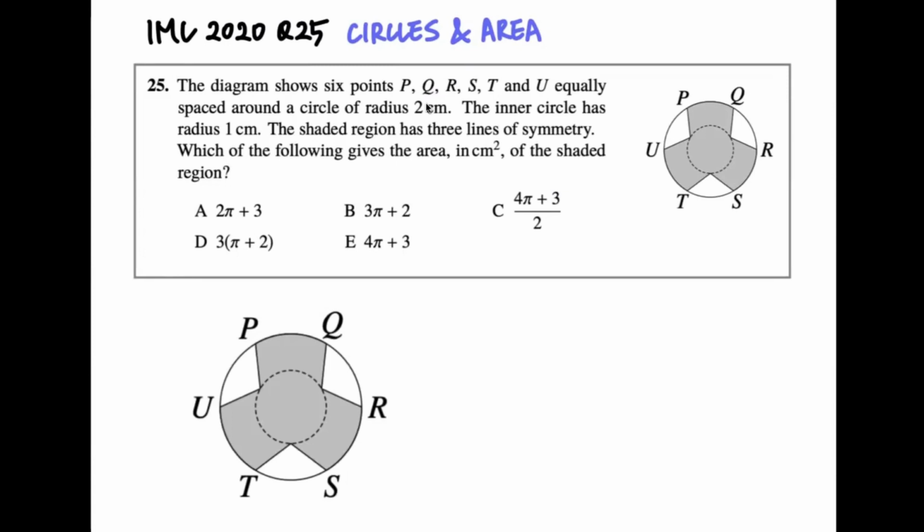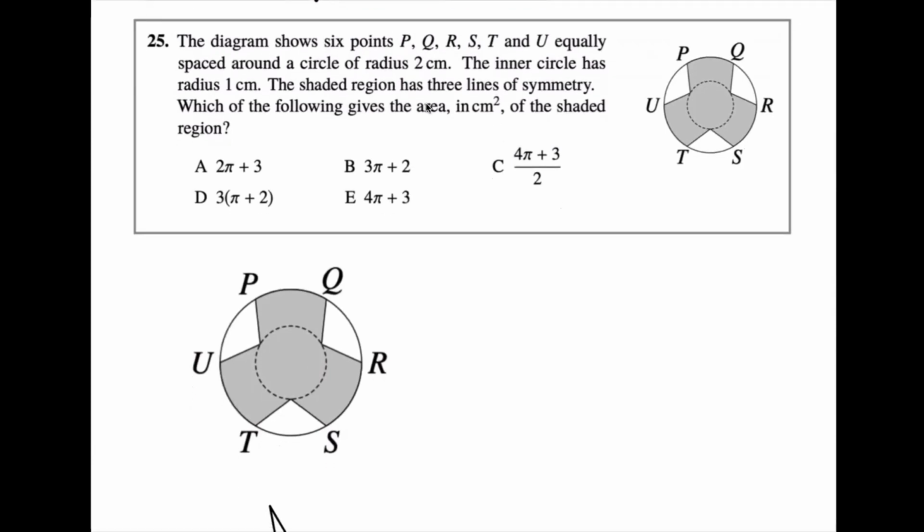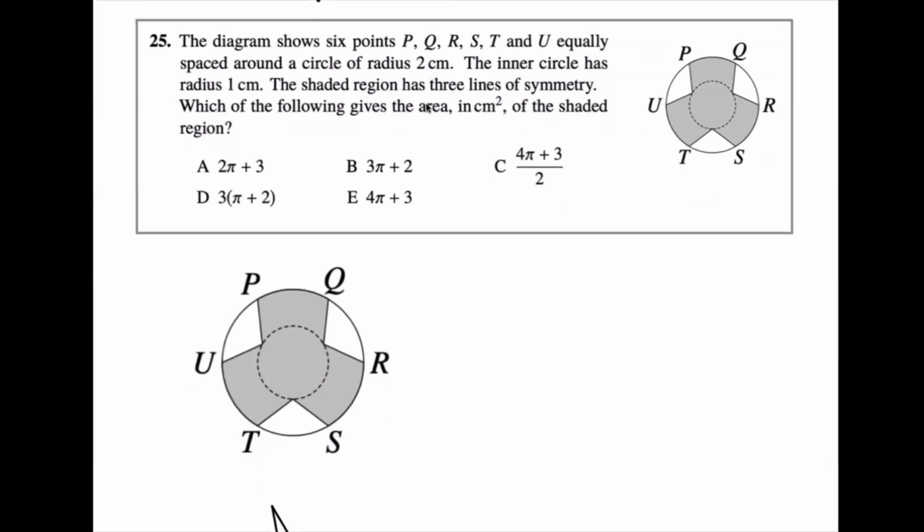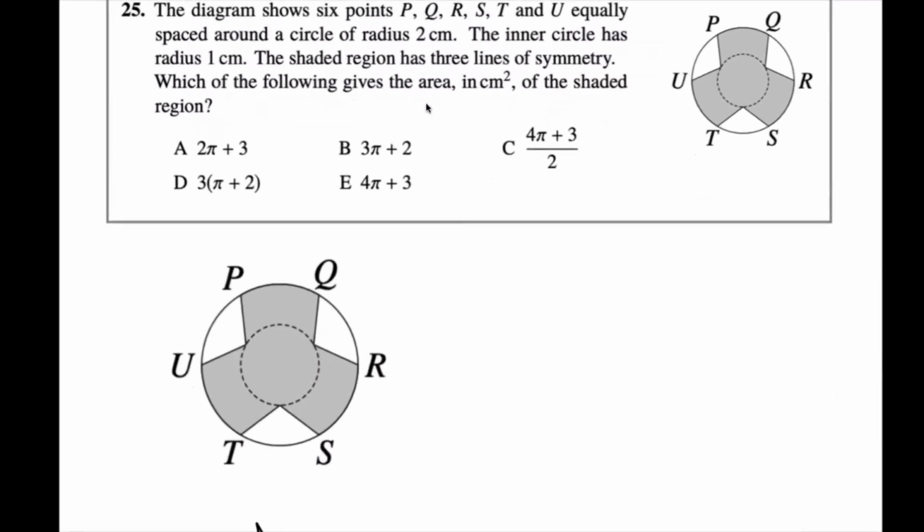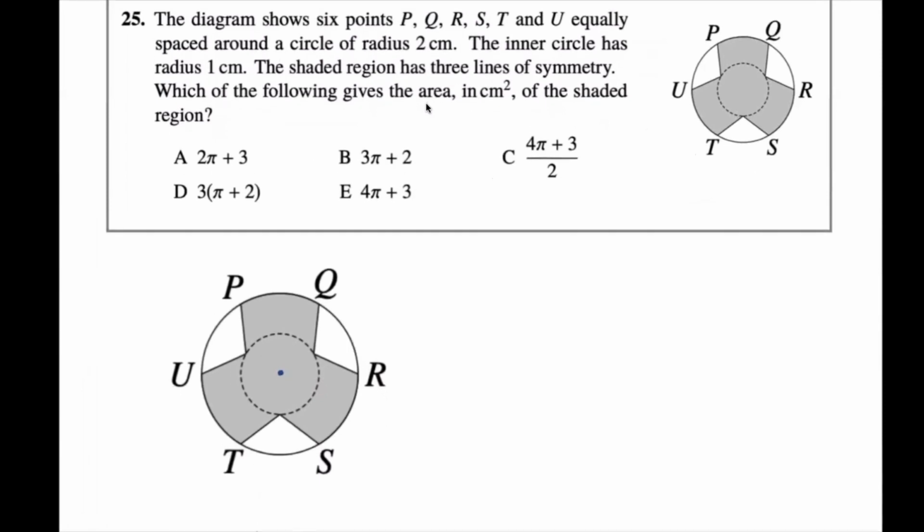We know that the shaded region has 3 lines of symmetry, and therefore we know that P, Q, R, S, T, and U would have symmetrical shapes and also the same areas. So we have to get the area of the shaded region, and let's see what we can get from the diagram. If you first see the diagram, you would find it difficult to get some areas that we know. However, we can use the center circle here since we've been given the radius.